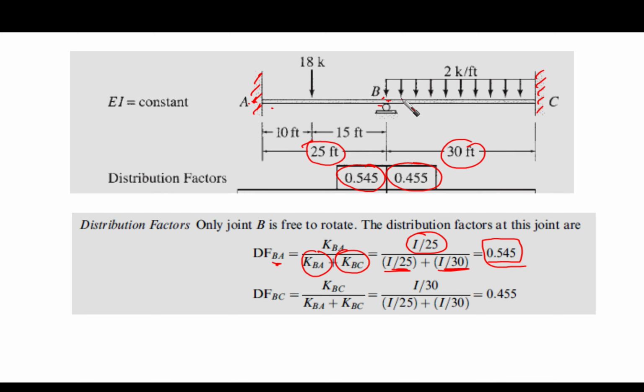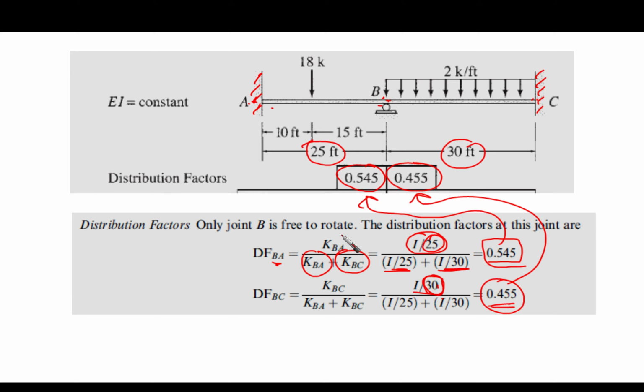For the case of BC, it is almost the same as here, except that we use I over 30, because the span BC is 30 feet, not 25. So we use the same equation but put 30 instead of 25 and get the result, 0.455. We put them here as we have obtained them. These are the distribution factors. What is the role of the distribution factors? They distribute the unbalanced moment to the right and left of the joint.